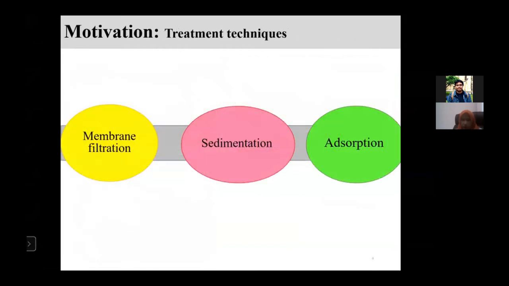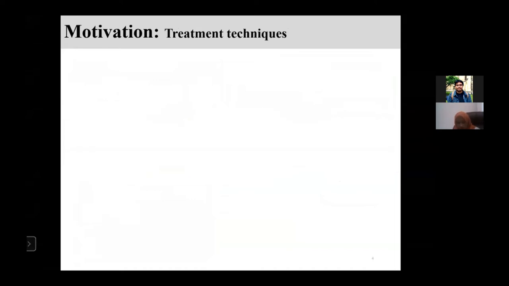Okay, there are so many techniques so far to clean the water. For example, the membrane filtration, or just a simple one with the sedimentation, especially if you have something like toxic metal, which can be precipitated easily using base or acid. And the other one would be the adsorption. Okay. I will now focus on the adsorption.